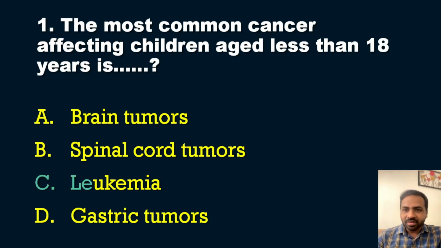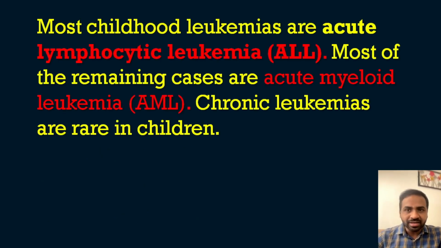Yes. So obviously leukemias are the most common cancers affecting children less than 18 years of age. Okay, so we will see a little explanation regarding the question. We know that most childhood leukemias are acute lymphocytic leukemia. The question can be asked like this also: they can give options like different types of leukemia, and among those, the most common childhood leukemia is acute lymphocytic leukemia.